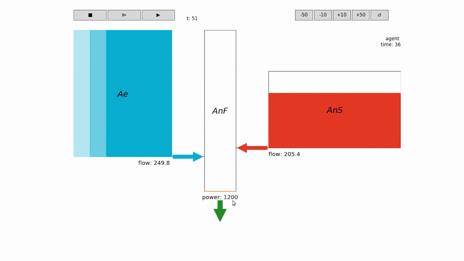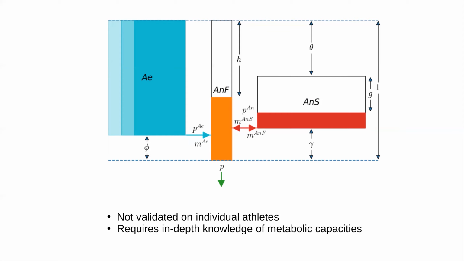Such a system allows us to model energy expenditure and recovery in a new perspective that allows us to address current issues in performance modeling. However, the system is not validated on individual athletes because these tank capacities require in-depth knowledge of metabolic capacities. Morton originally defined tank sizes and positions according to metabolic measures, which cannot be obtained in the required precision or quantity. We therefore redefined these components as A_E, A_NF, and A_NS to remove their ties to concrete metabolic measures and to allow us to fit them with an optimization approach.